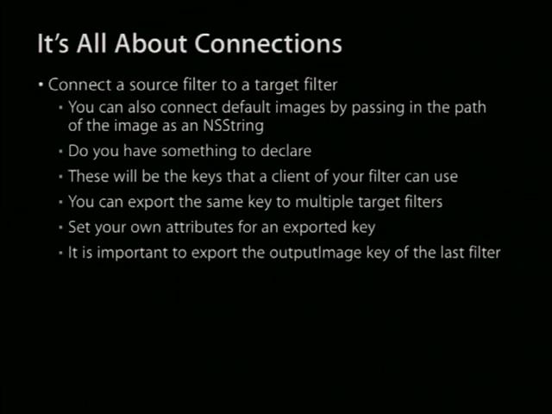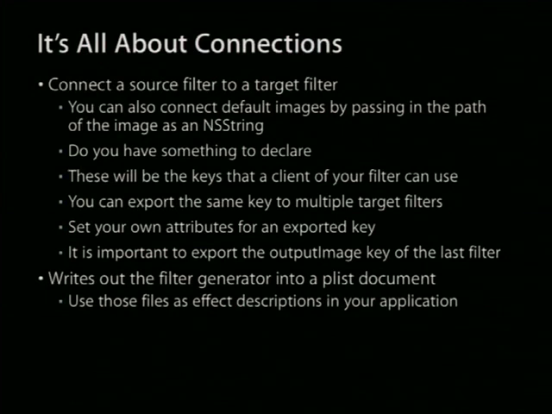You can set your own attributes. This is important when you, for instance, sometimes have this particular problem that you have a filter, but it has a way too high maximum value for your production. So you can actually set a new default, whereas the maximum value is smaller. And one thing that's important is you always need to declare an output image. As I said, every filter has at least an output image. And then you write these filter generators into a plist document, and every application that supports image units will automatically support this new filter.